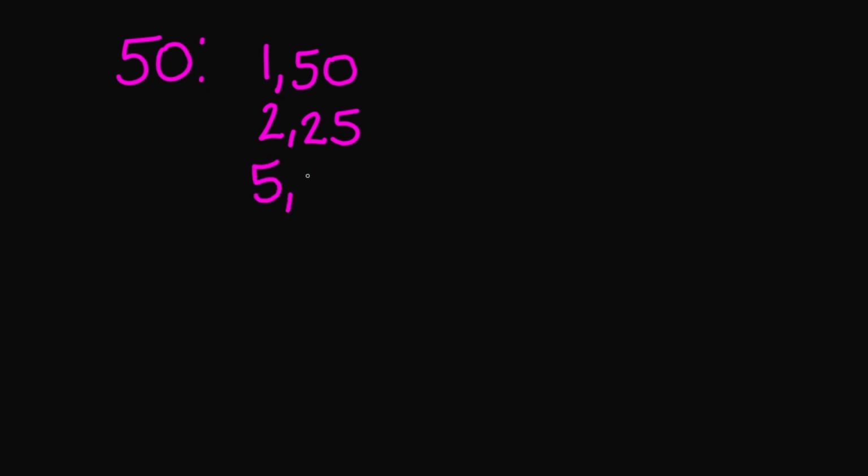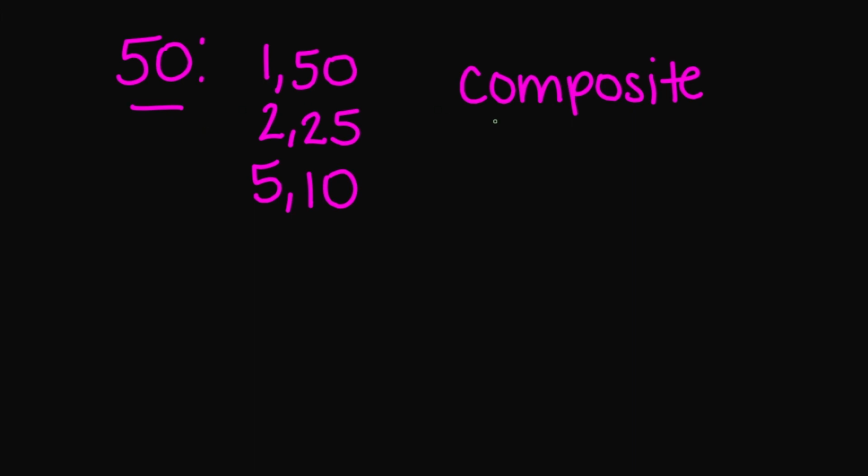All right. What about the number 50? Is 50 a prime or composite number? First, let's write the factors of 50. So we know 1 times 50 is going to give me 50. 2 times 25 when multiplied together will give me 50. And then we have 5 times 10 when multiplied together will also give me 50. Because I have more than 2 factors, the number 50 is composite.